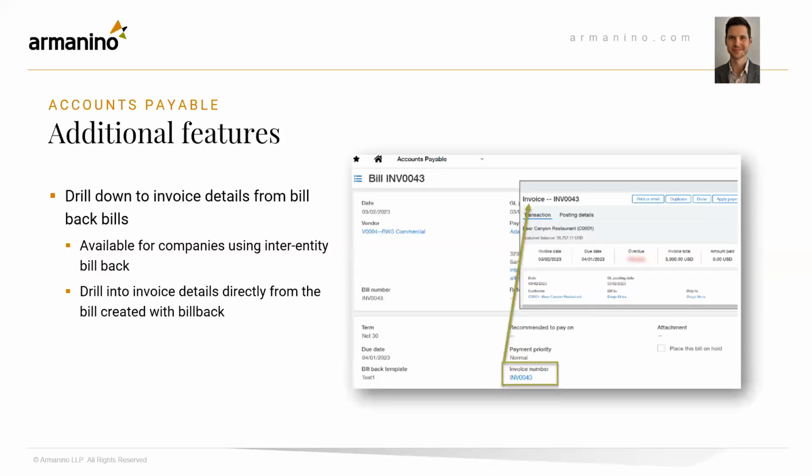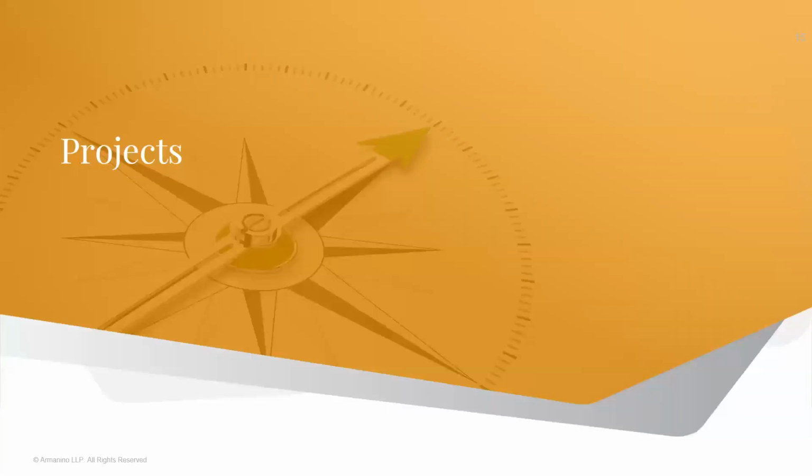Some additional features in accounts payable are that you can drill down to invoice details from bill back bills. This is available for companies using inter-entity bill back, and the drill into invoice details directly from the bill created with billback. As you can see on the right, there is a hyperlink that will bring you to the original invoice. And if you wouldn't mind going to the next page, Jessica will be covering projects.